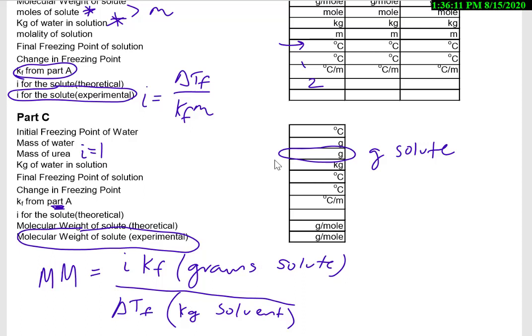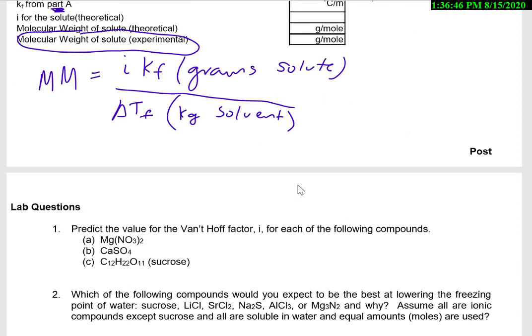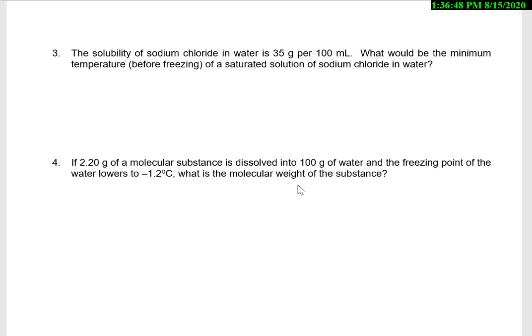And then for delta Tf, again, water should freeze at 0, but you'll be given a final freezing point. So here is going to be your delta Tf once you subtract the two. And then kilograms of solvent is right here, your kilograms of water. That is your kilograms of solvent. So you can plug all of these values in to come up with your molecular mass. Then you'll complete the post-lab questions using those same principles and calculations.